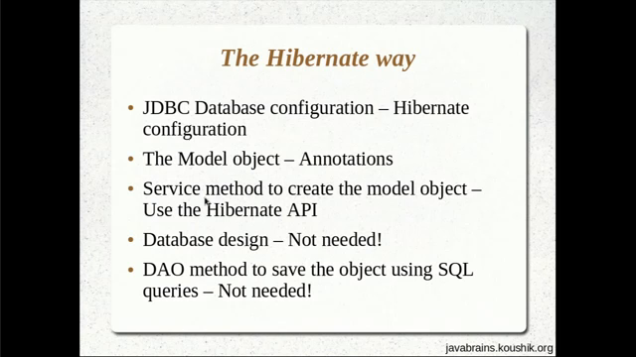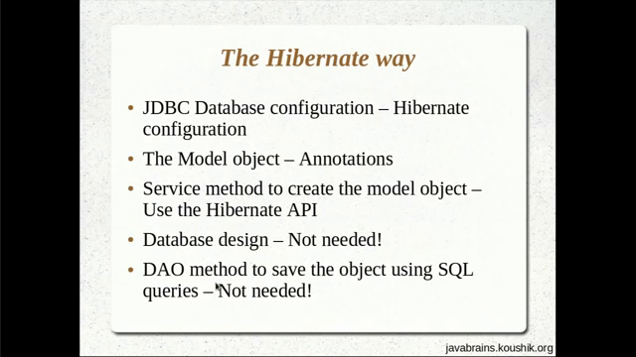Third, we need a service method which uses Hibernate in order to save the model object. So our service method will probably be a simple class with a main method. We will instantiate some test objects of the model that we have written, and we will use a Hibernate API to save those objects. And these two steps can be easily skipped.